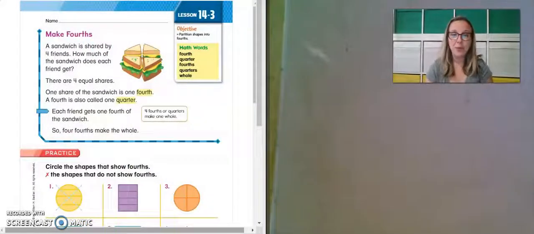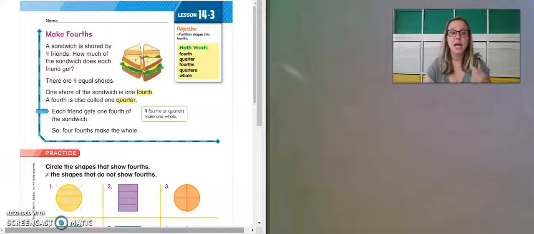All right, so far in the past couple of weeks, we have been talking about equal parts or equal shares. We learned that when we break things into the same size pieces, those are called equal shares. And yesterday we focused on halves. And we learned that halves are when we take a whole object and cut it into two pieces that are the exact same size.